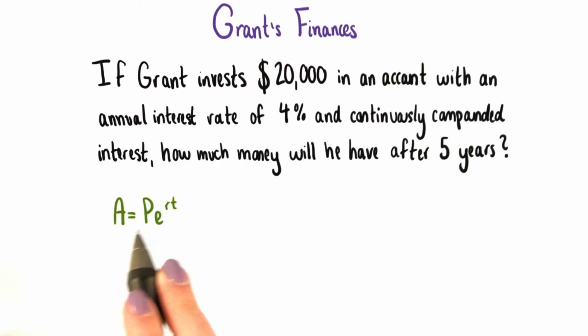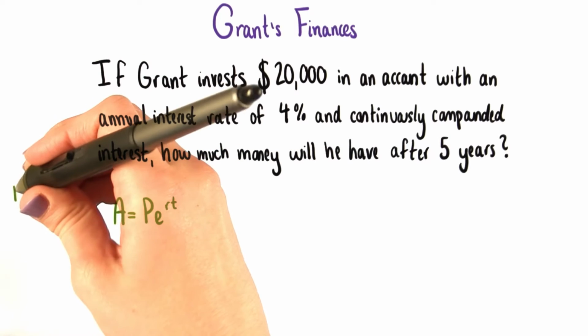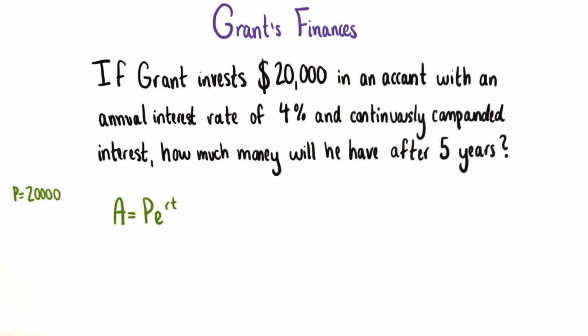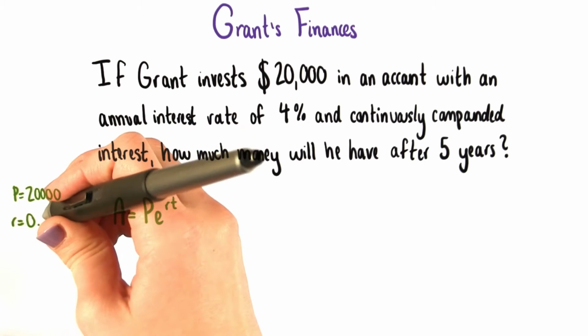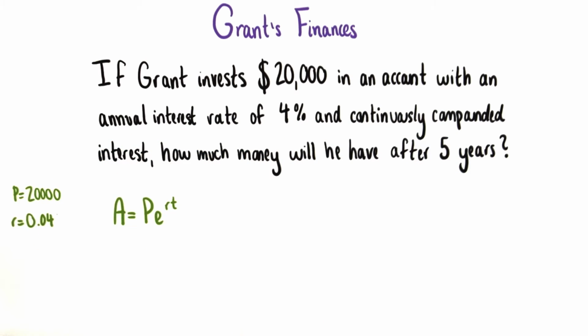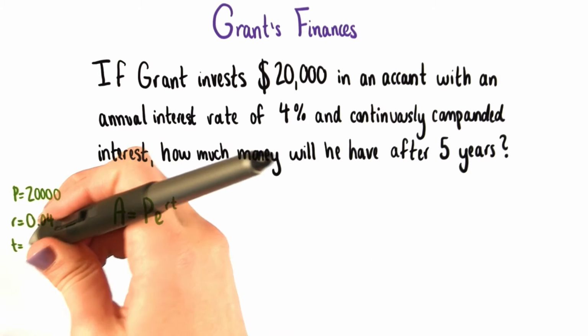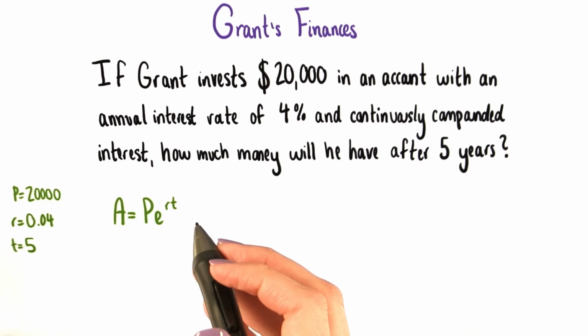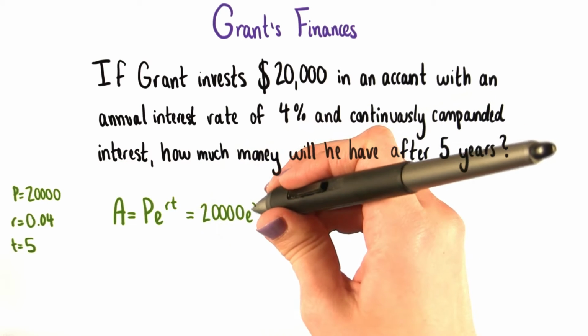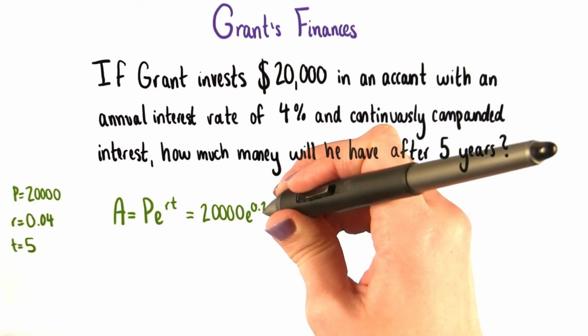We know that A equals P times e to the RT. We're looking for A, and here's what we know. P equals 20,000, R equals 0.04, and T equals 5. Let's plug these numbers in. That gives us 20,000 times e to the 0.2.